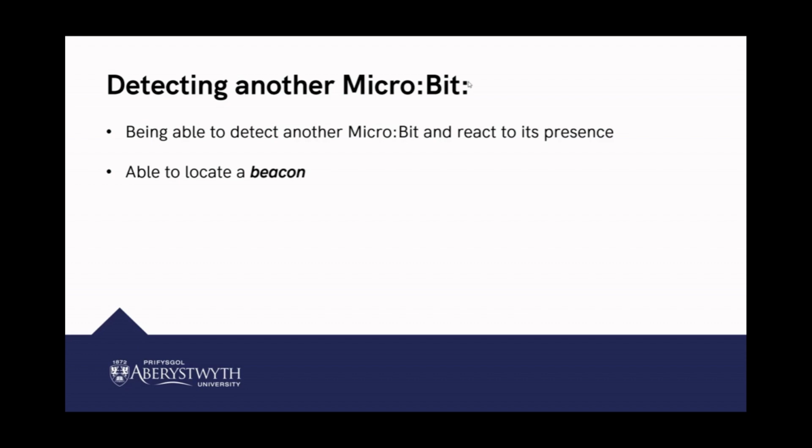Also, the last one is detecting each other, detecting another micro:bit. So being able to detect that you're near another micro:bit, being able to react to the presence of that micro:bit. And if you look here, I've also got able to locate a beacon. You can set up a micro:bit as what is called a beacon, where it can just broadcast a message on a loop, and you have another micro:bit trying to read that message or locate that message and trying to find it and zoom in on it and approach it. So that's a few examples or a few scenarios where using more than one micro:bit and having them talk to each other would be really helpful.